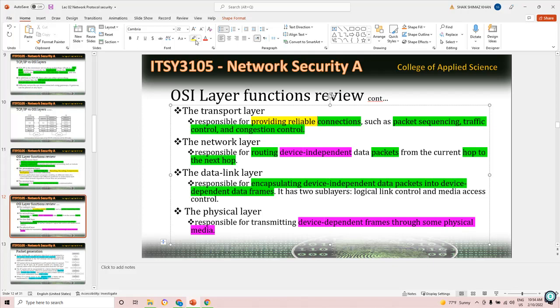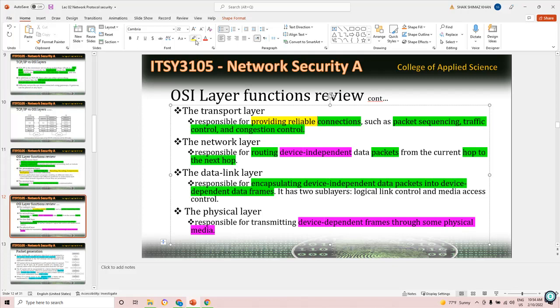So how is it possible? They have to pass through different routers. This is called routing. This layer is responsible for routing. There are many routing protocols which you will study, like RIP, EIGRP. The network layer supports these routing protocols.